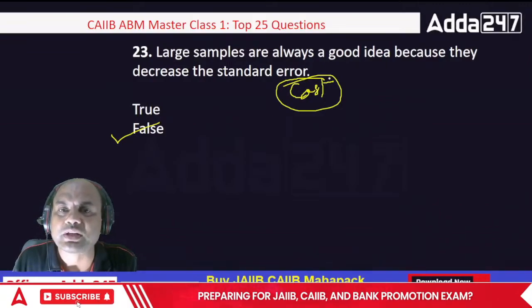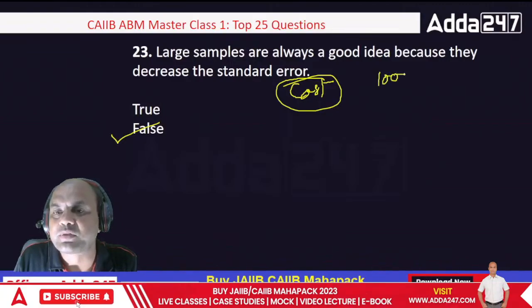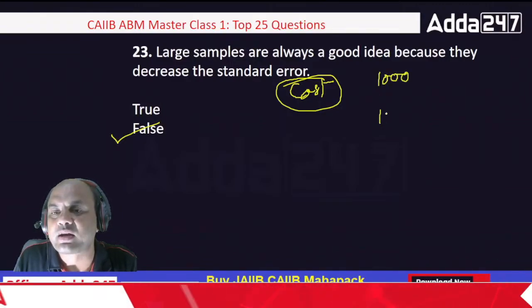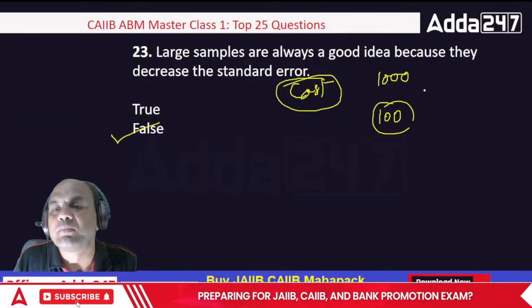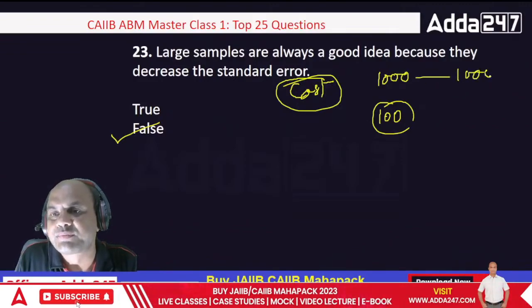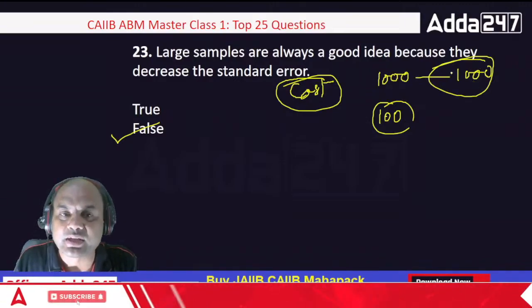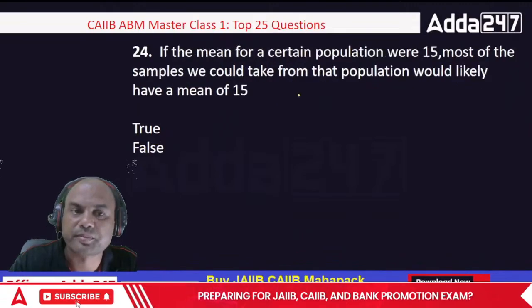If the cost is used, then what's the use of doing the survey? If I have, let's say, 1000 people to survey and I am taking a sample of 100, then it's okay. But if I have 1000 people to survey and I am taking a sample of 1000, then what's the use? What will be the cost for these 1000 persons? Okay, so that's why it is false.